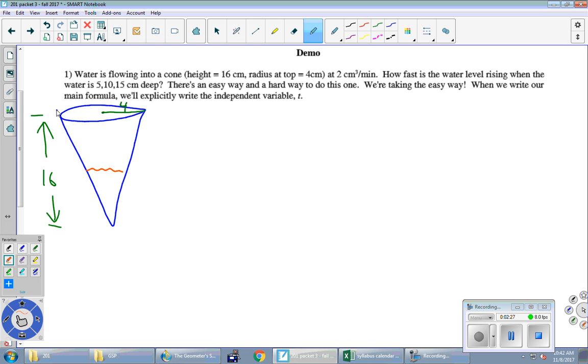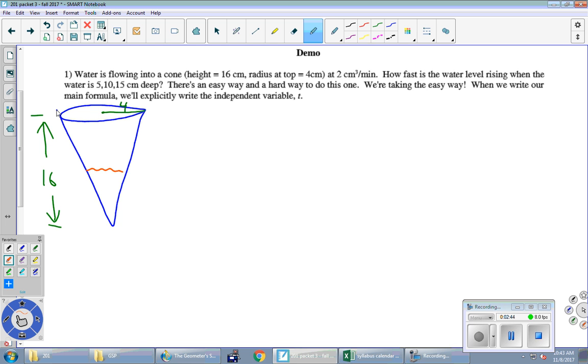Yeah, it's going to be fast in the beginning because there's just not that much space down here for the water to fill. But then as the cone opens up, it takes the water longer to grow, like vertically, right? So that's what our intuition says. We're going to find some actual specific numbers at 5, 10, and 15 centimeters deep.